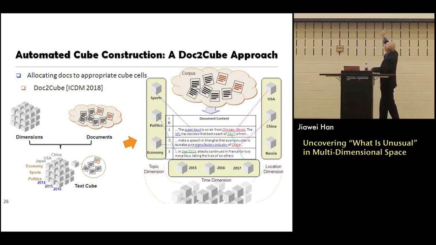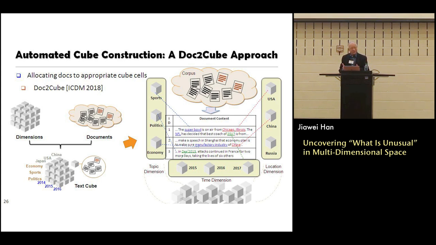Suppose you look at this one. This one said the Super Bowl is on air from Chicago, Illinois. The NFL has decided the best coach in 2017. Okay. We have a text cube. One dimension is time, one dimension is country, one dimension is the topic. This one, a human can easily put in because the human says, this is the USA, this is sports, and this is 2017. You say, I have no problem.